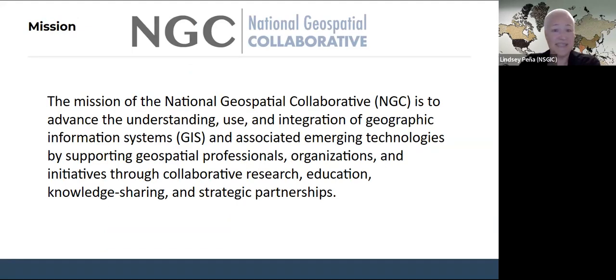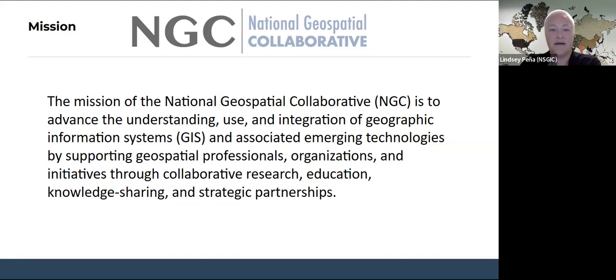And so the mission of NGC. The mission of National Geospatial Collaborative is to advance the understanding, use, and integration of geographic information systems and associated emerging technologies by supporting geospatial professionals, organizations, and initiatives through collaborative research, education, knowledge sharing, and strategic partnerships.